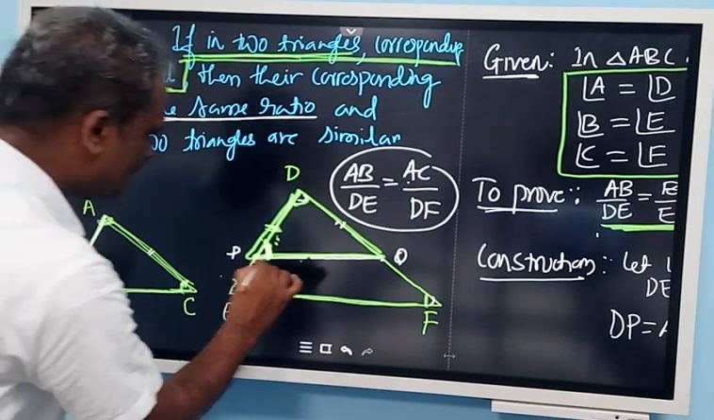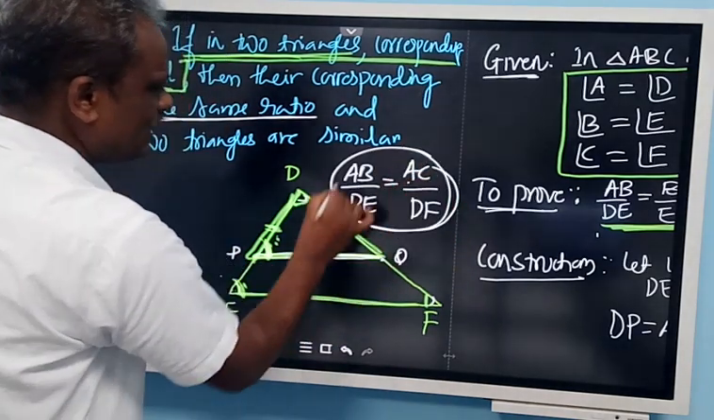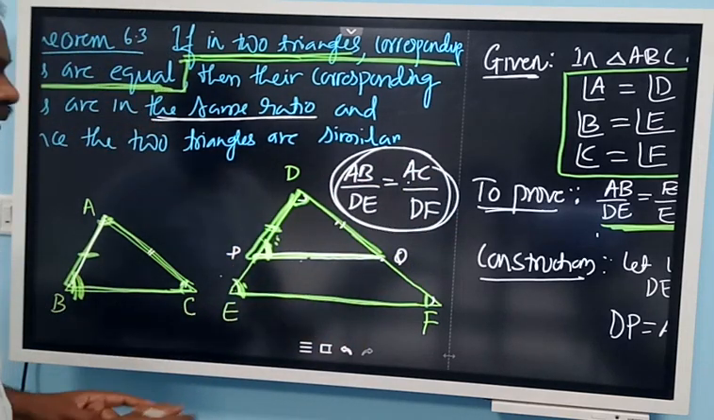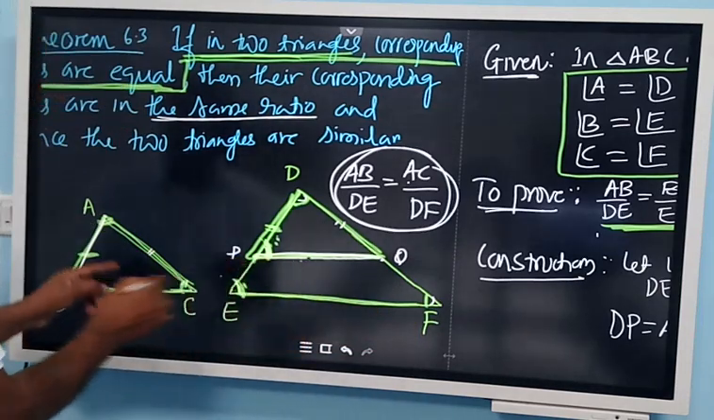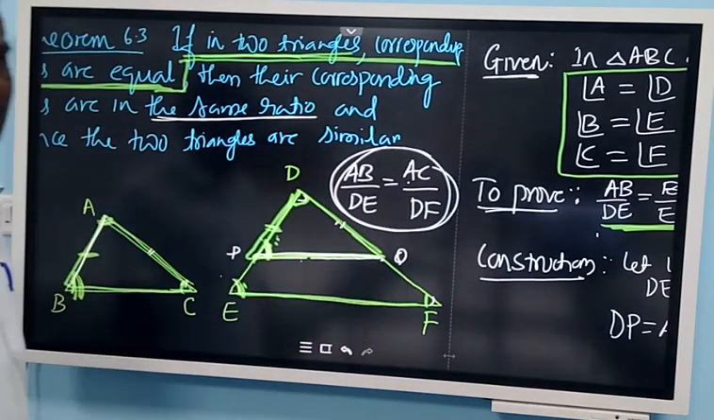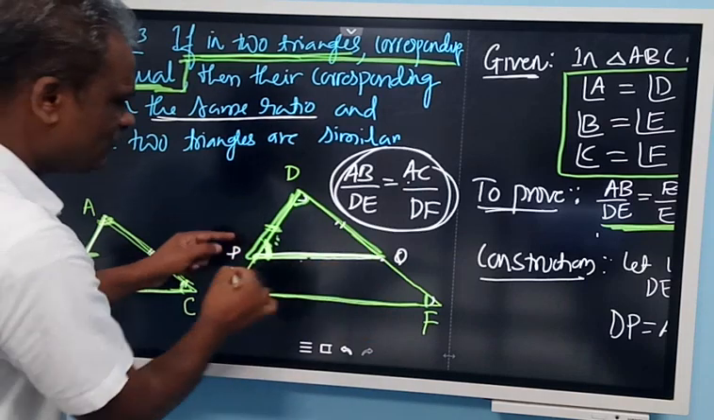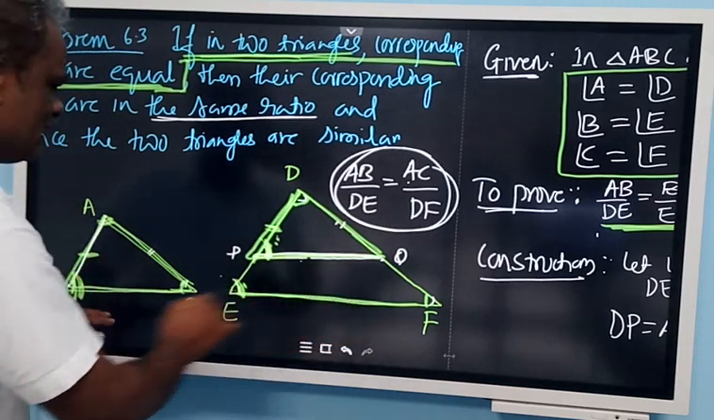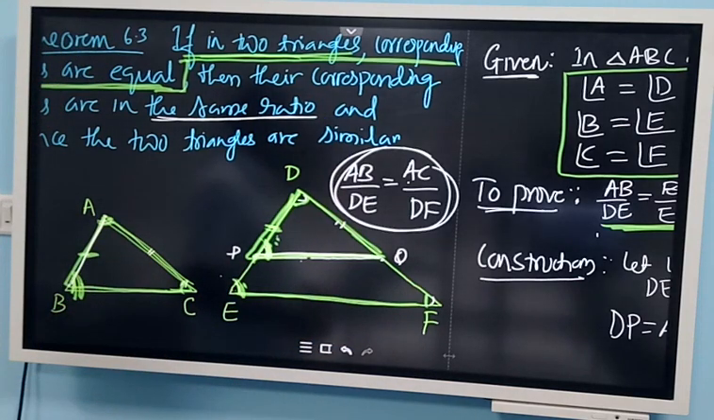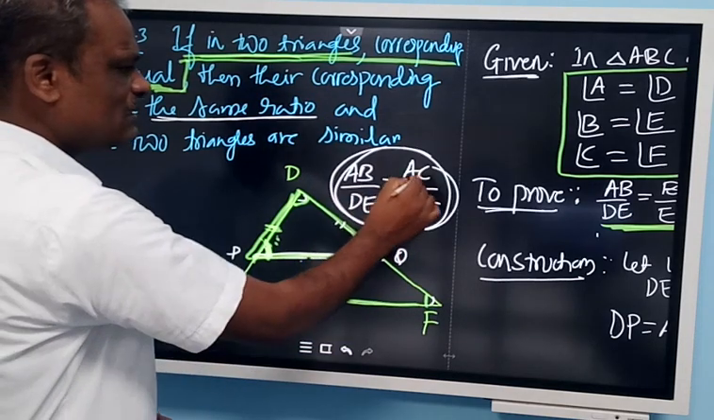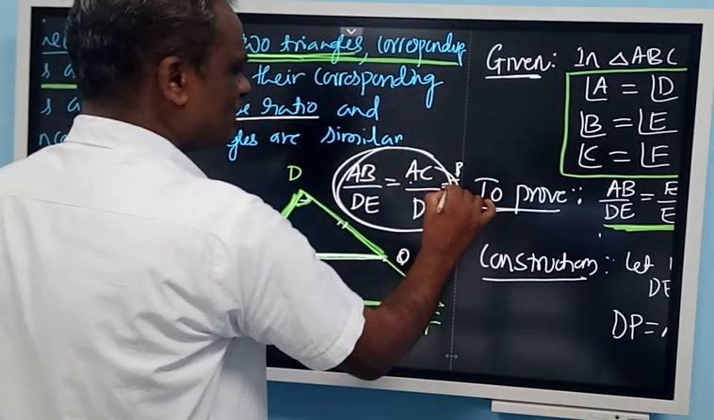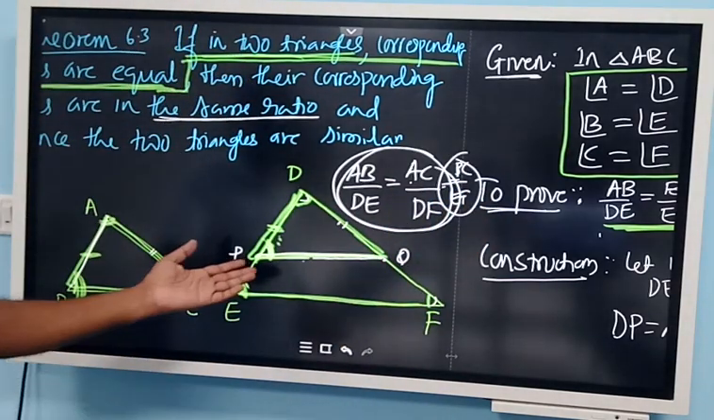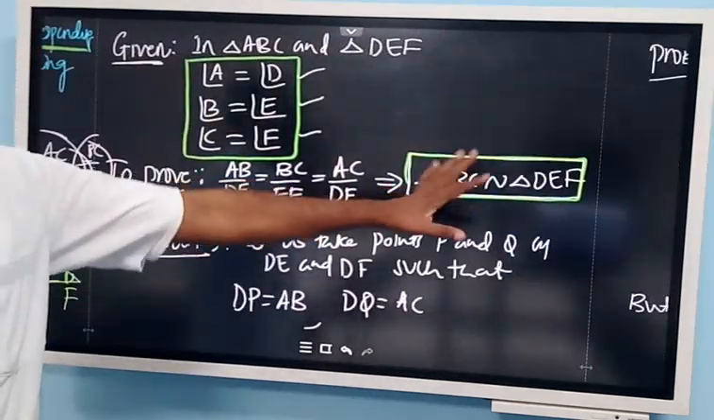So if you construct a parallel line like this, you are getting AB by DE is equal to AC by DF. Instead of constructing like this, if you construct the parallel line drawn to DF, you will get AB by DE is equal to BC by EF. If you draw a parallel line like this and do the same thing, you will get AB by DE is equal to BC by EF. So then all the three sides are in the same ratio. We can prove that AB by DE is equal to AC by DF and it is equal to BC by EF also. Hence all the three sides are in the same ratio. If the sides are in the same ratio, then you can conclude ABC similar to DEF.